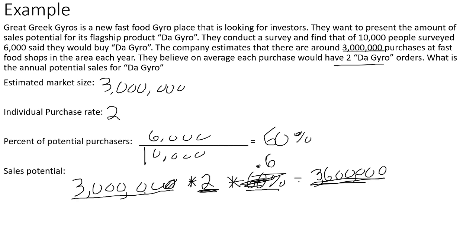So, if they say that the gyro costs $2, you take this and multiply it by 2, and you get, in terms of money, what your annual sales potential is in dollar amount. You just simply take this and multiply it by the price of the product, and you can get your projected sales amount.